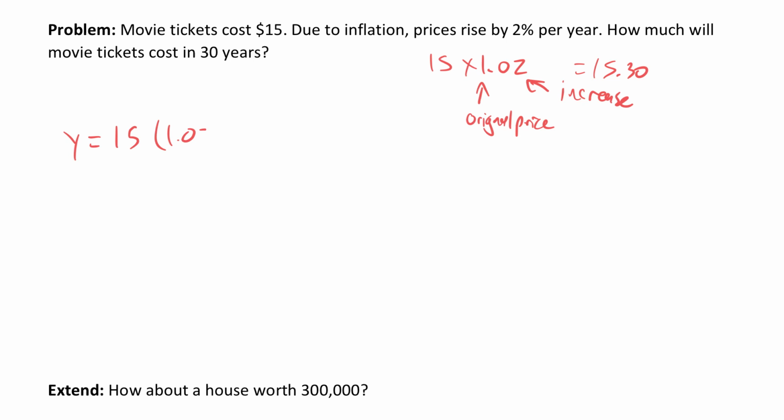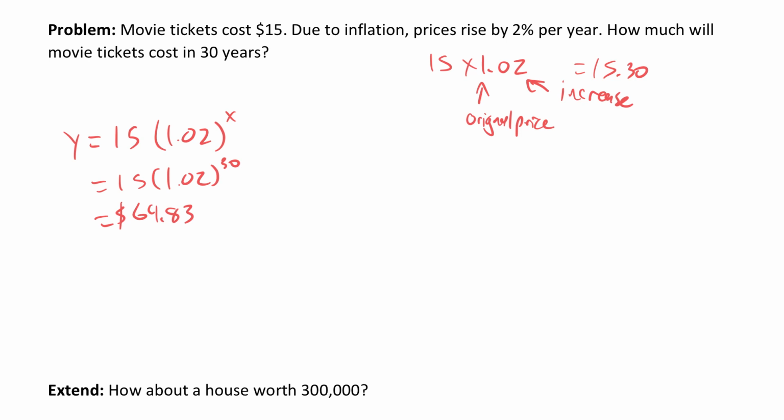$15 times 1.02 to the power of x, where x is years. Let's go ahead and plug in our 30. And so we get $64.83. Now, that's a pretty expensive movie, but you know, maybe the theaters are better in 30 years.